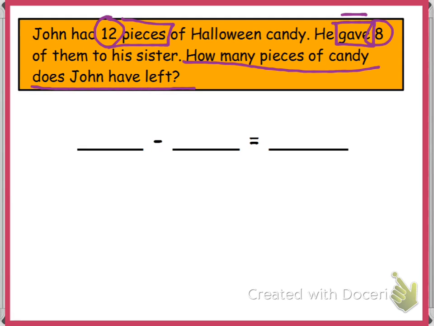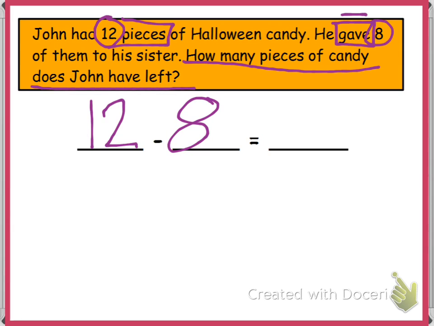So I know with my $1 million question, remember my $1 million question is, what is my whole? And if our word problem even tells us the whole. In this case, we know that it does, because we know that John had 12 pieces of candy. So we're going to start by putting 12 right here. Minus our part. Well, the part they give us is 8, because that's how many he gave. That's how many we're going to take away. So now we know it's 12 minus 8 equals blank. We don't know the answer just yet.